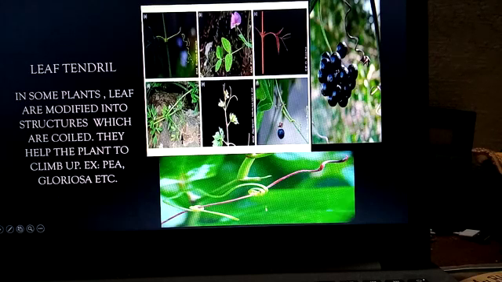So here you can see, children, the tendrils which are nicely coiled, and they are helping the plant to climb up. So that is also one of the special functions of a leaf, where some leaves are modified into structures which are coiled and help the plant to stand or to climb up. Example, pea plant, grapevine, gloriosa, money plant, betel plant, etc. Okay, children. So this is about the third modification of the leaf.